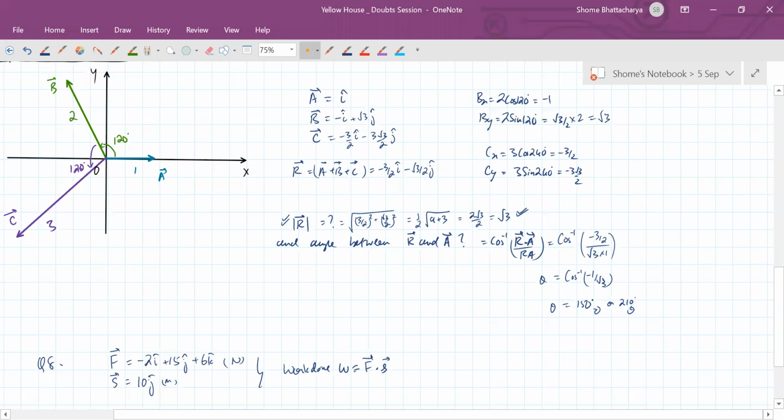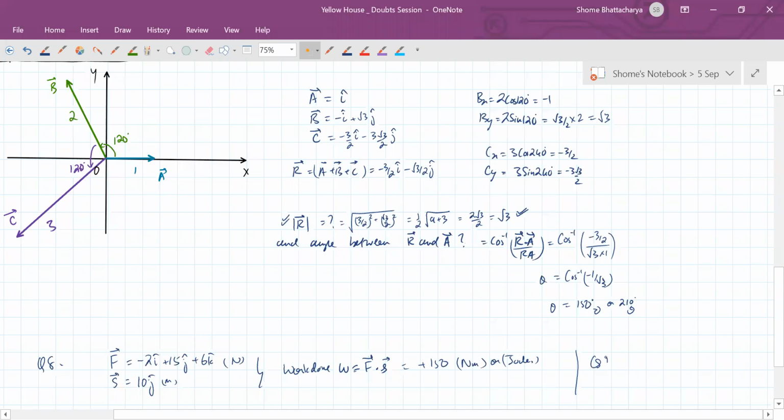Take the dot product of these two, so it will become minus 2 into 0 plus 15 into 10 plus 6 into 0, so that is plus 150, and the unit will be Newton meter, which is the same thing as joules. So the work done by this force is positive and is equal to 150 joules. Note this down quickly. Let's move on to question number 11 next.